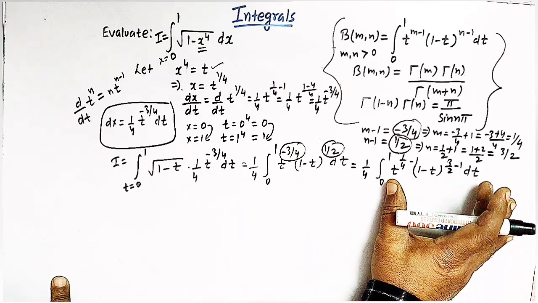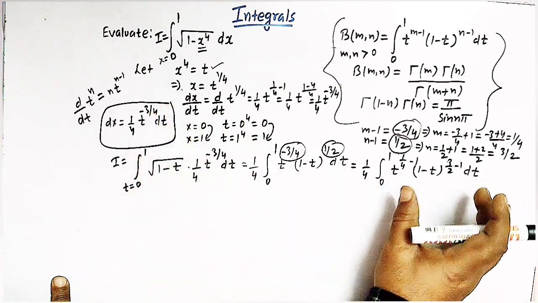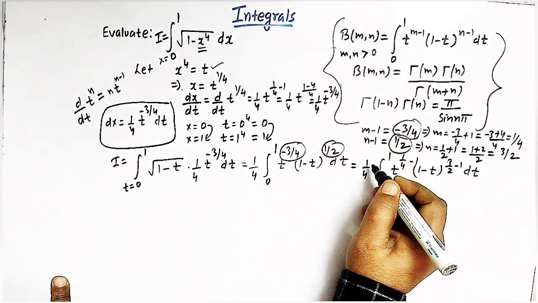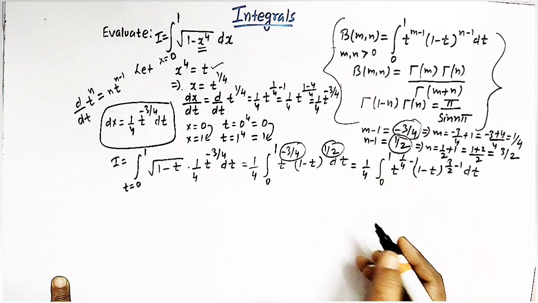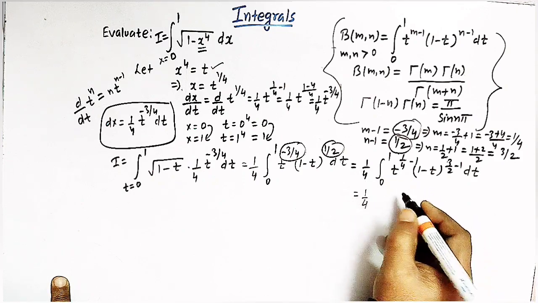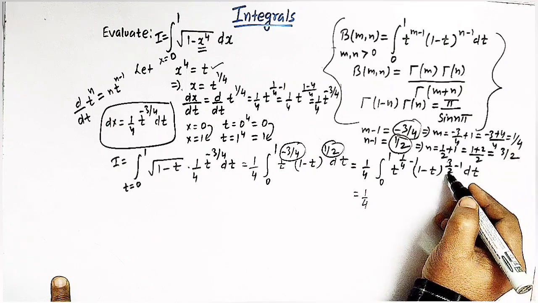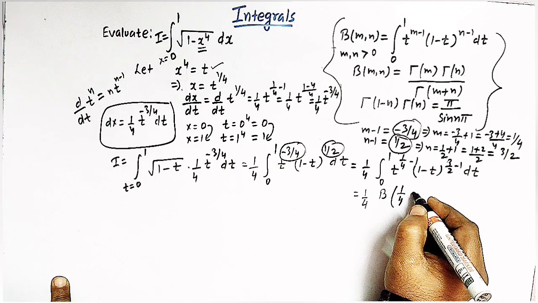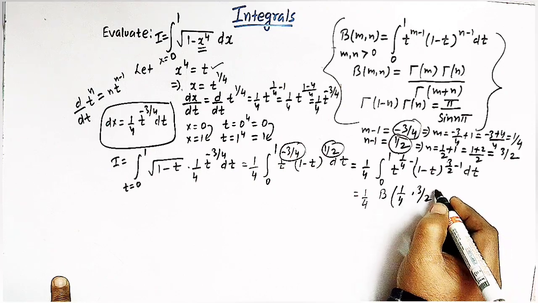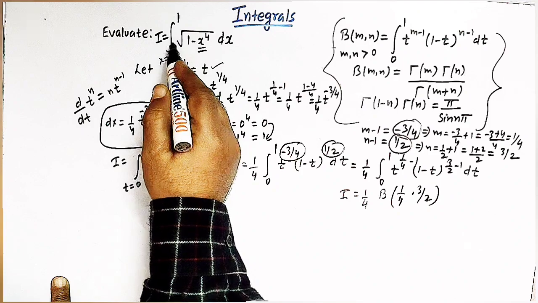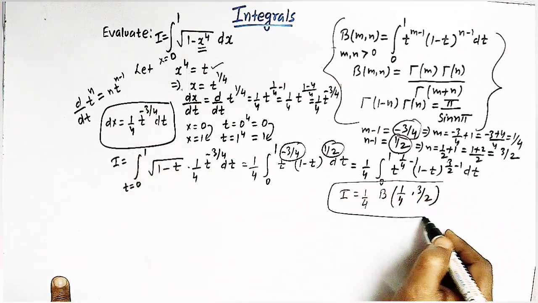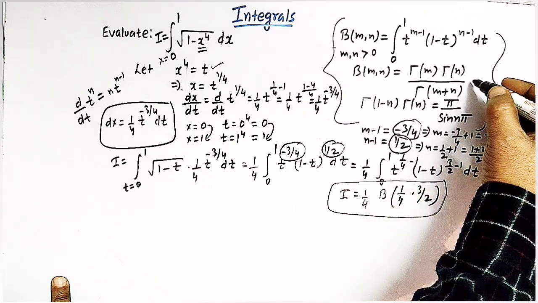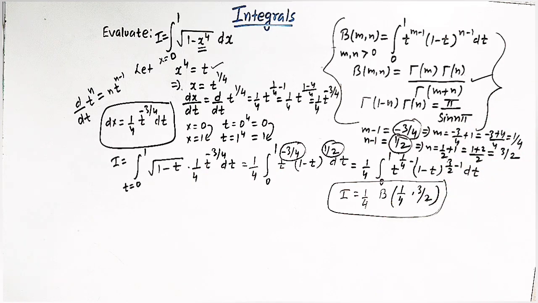So we have now expressed this integral in the form of the beta function, right? And here we have the additional factor 1 over 4. So now we can write 1 over 4, and m is 1 by 4 and n is 3 by 2. So we can now write beta 1 by 4 comma 3 by 2, right? So now the value of this integral is given by this expression, and let us calculate the value of this beta function using this result.